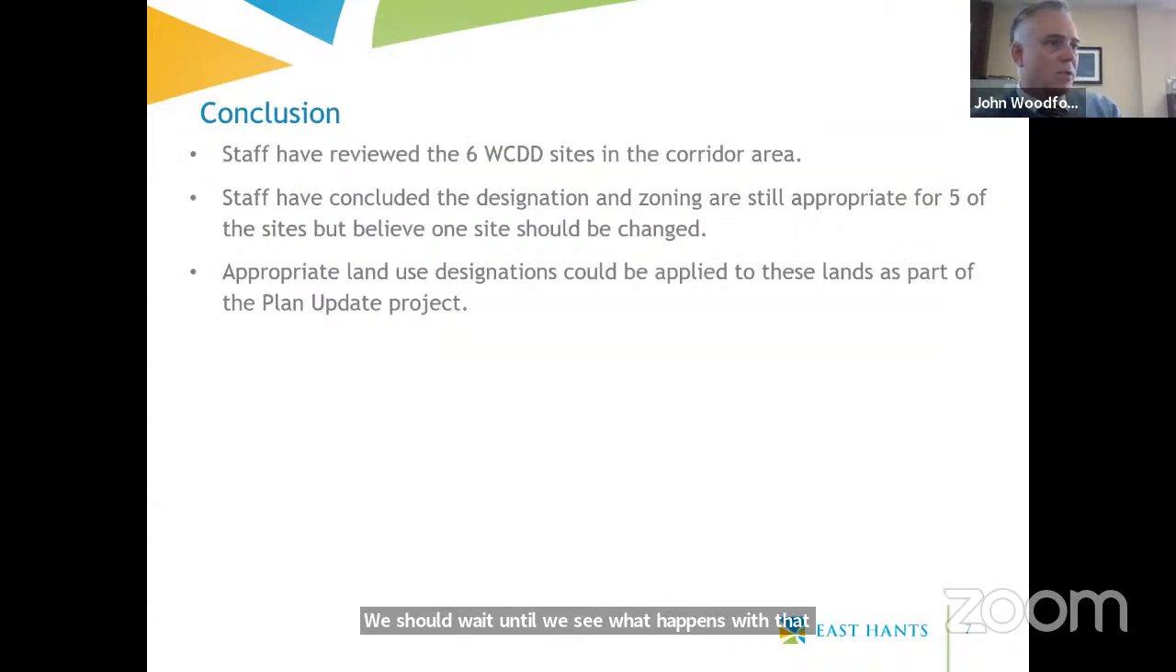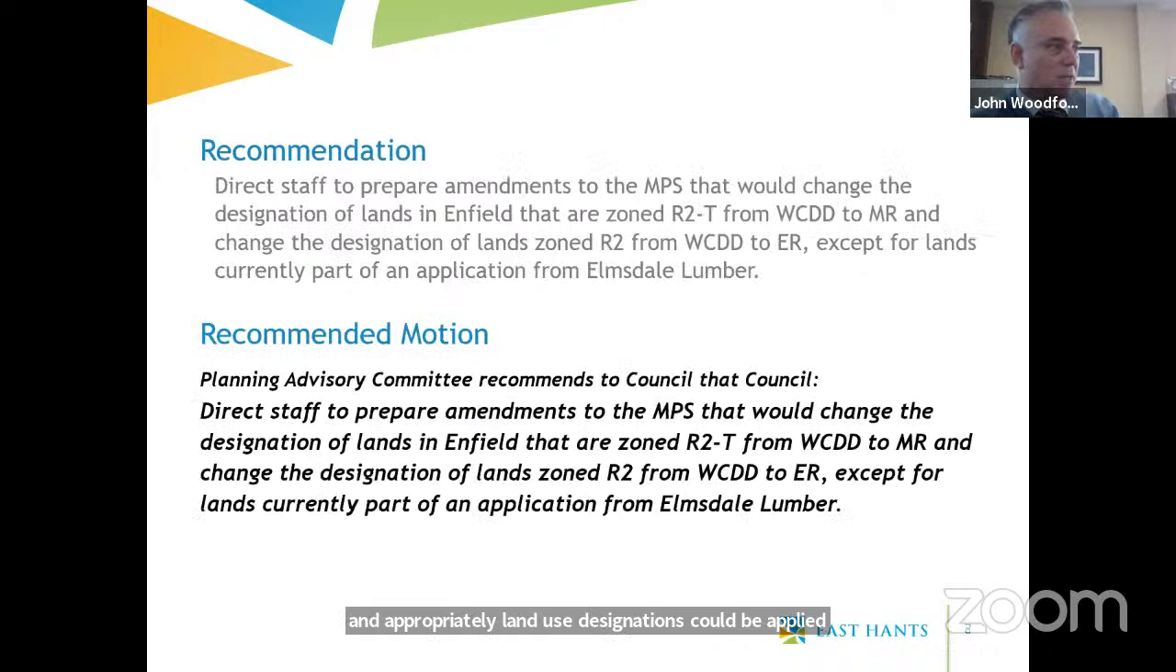So to conclude, we've looked at those 6 sites in the corridor that are designated CDD and concluded that the designation and zoning is still appropriate for 5 of them. However, that Enfield site we think could be changed, and appropriate land use designations could be applied to those lands as part of the plan update project.